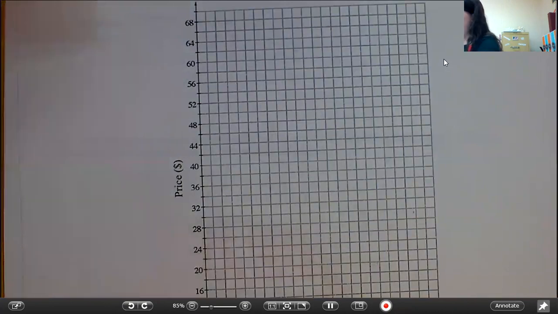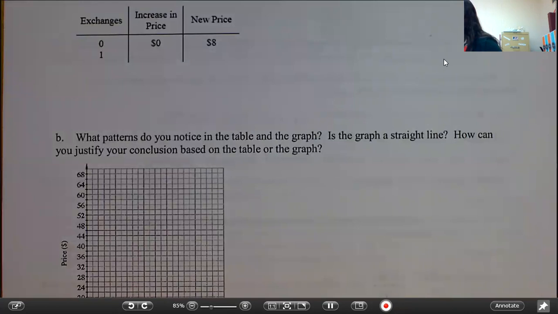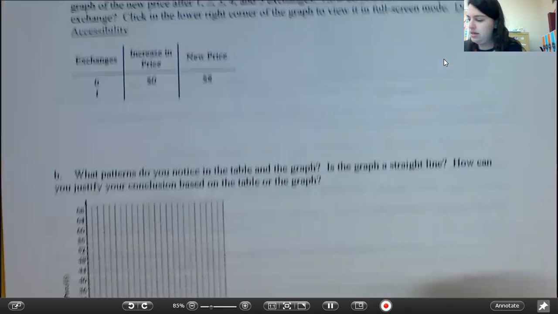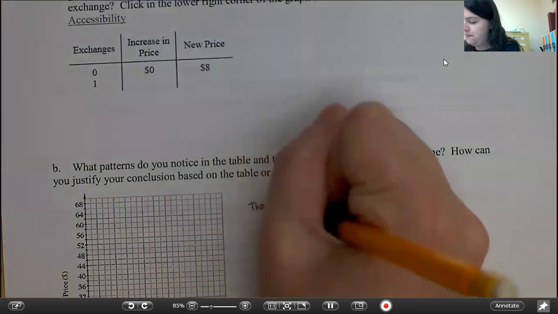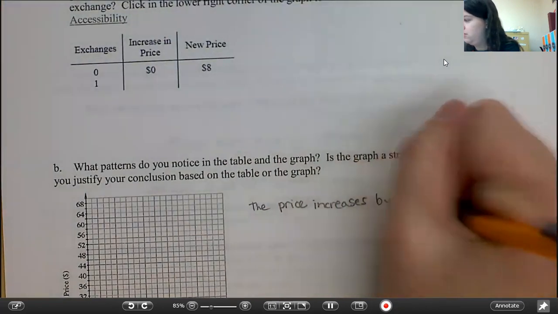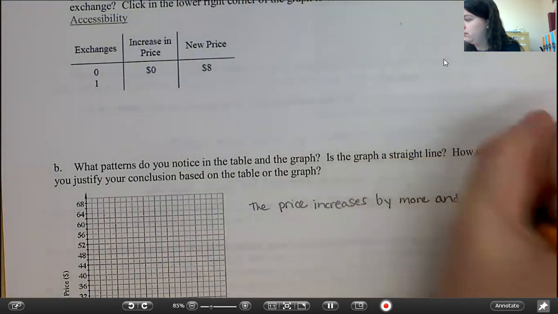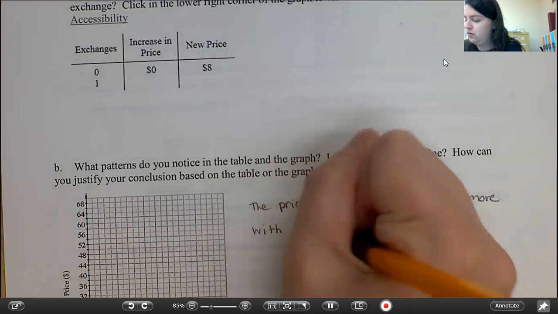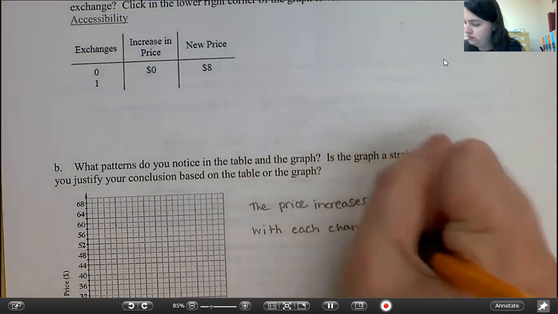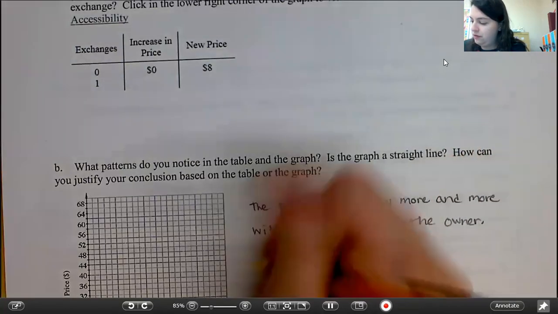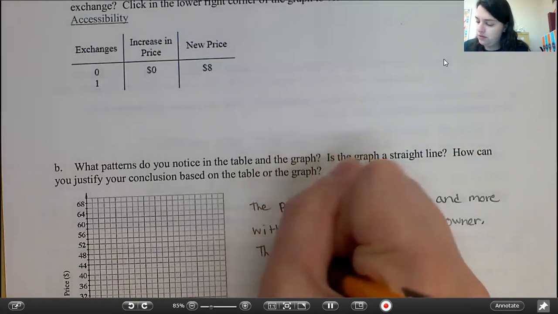So this question that we're on right now is asking us about the patterns. So something that you should have noticed, hopefully, is that the price increases by more and more with each change of the owner. Therefore, the graph is not growing at a steady rate. That's why it's curved.